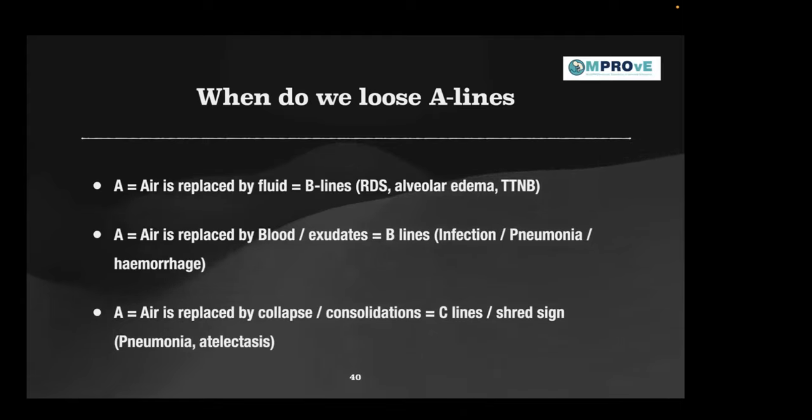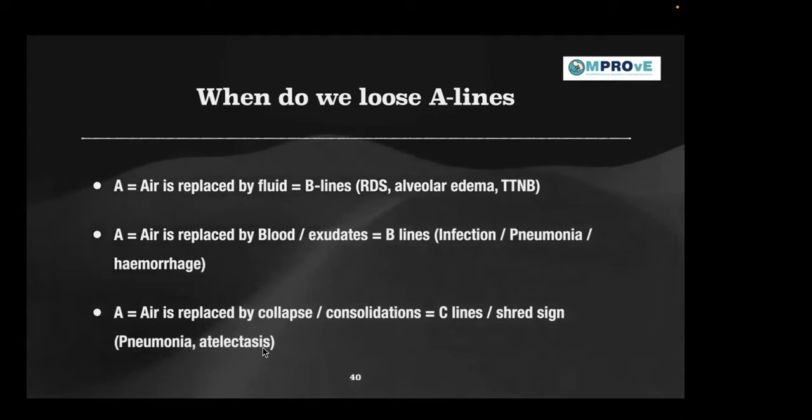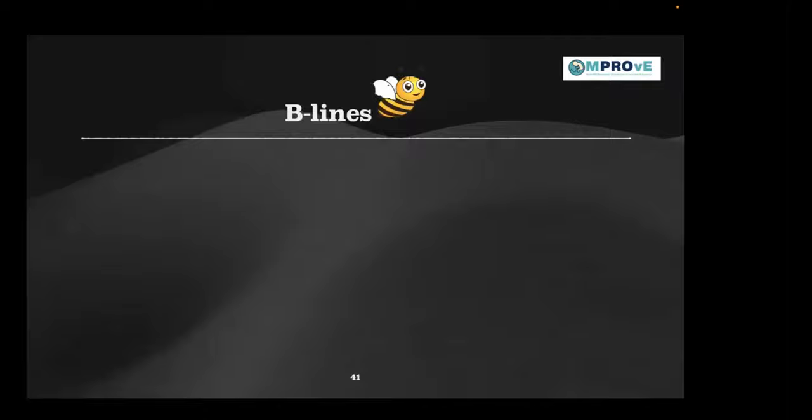You have a segmental collapse, or small pockets of collapse in the lung, or you have a consolidation. Again, you lose your A lines. You get C lines or shred sign. We're going to talk about those things when we get to those slides. But this is what you see in pneumonia and atelectasis. So you can see there's a wide variety of pathology where you lose A lines. Again, artifact, so air, A lines; lose air, lose A lines.